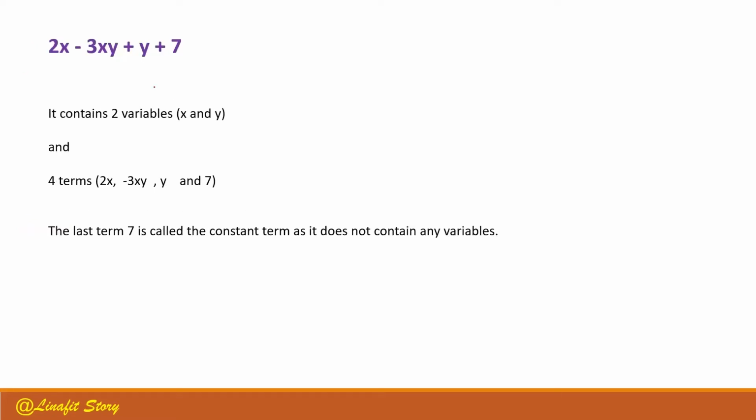In the expression 2x minus 3xy plus y plus 7, it contains two variables, x and y, and four terms: 2x, negative 3xy, y, and 7. The last term 7 is called the constant term, as it doesn't contain any variables.